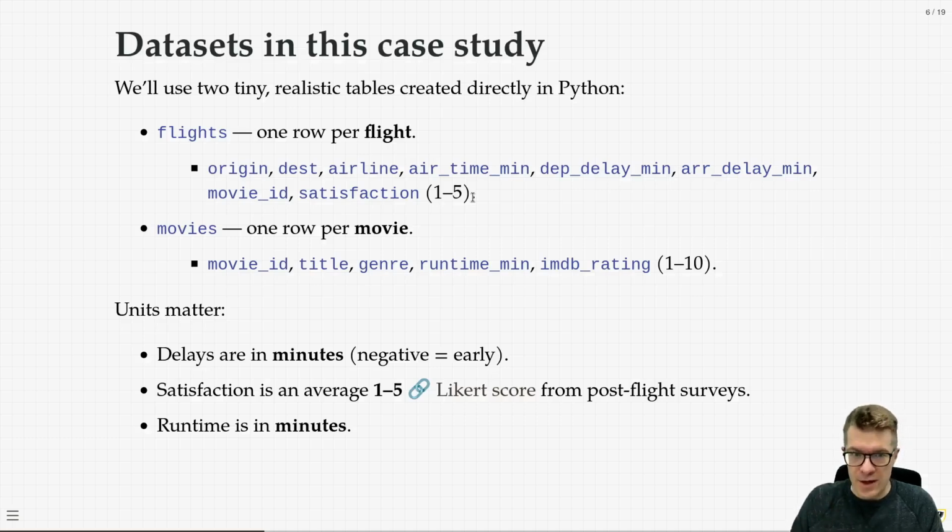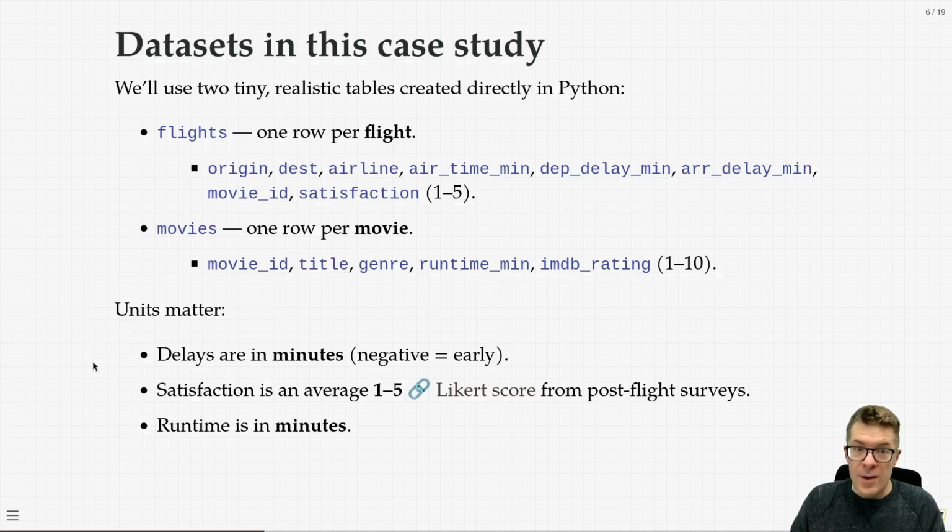We also have a separate data set, a movies data set, in which we have 1 row per movie, like movie type. When I say movie type, I mean not an instance of the movie being played, but just the actual title of the movie. So we have movie ID, title, its genre, its runtime, and its rating from this movie database.